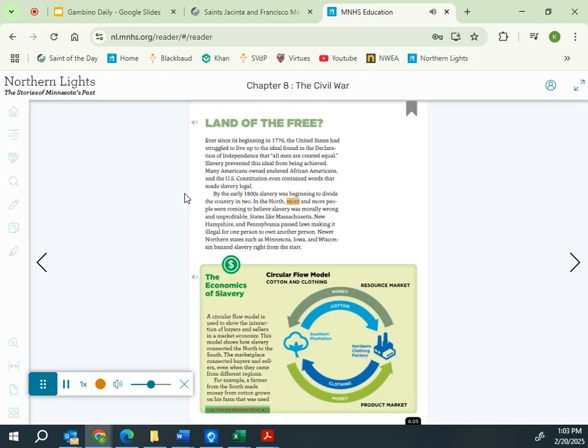In the North, more and more people were coming to believe slavery was morally wrong and unprofitable. States like Massachusetts, New Hampshire, and Pennsylvania passed laws making it illegal for one person to own another person. Newer northern states such as Minnesota, Iowa, and Wisconsin banned slavery right from the start.